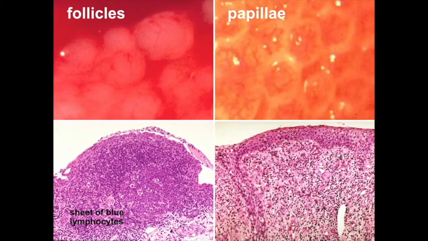Follicles are composed of sheets of lymphocytes. Again, the vessels and follicles tend to be present in the periphery of the lesion. In contrast, the vessels and papillae are central and the periphery is avascular.